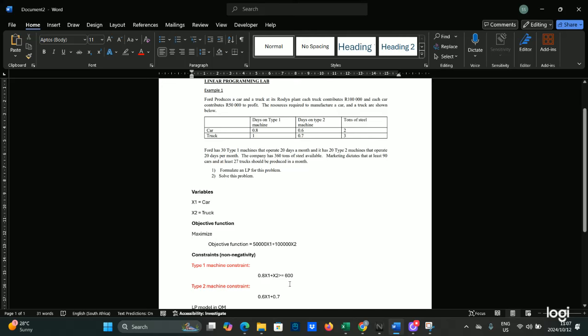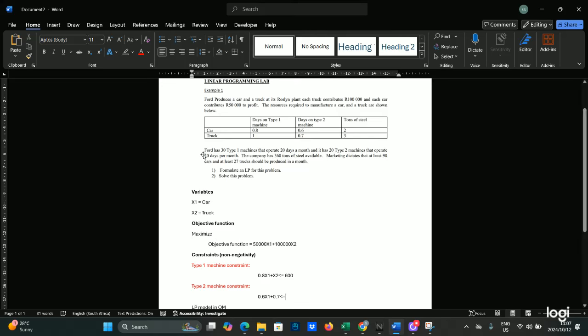Wait, sorry, let me just verify something. This inequality sign is supposed to be less than or equal to, because we can't exceed the 20 days. And even this one, since we have 20 type 2 machines that can operate 20 days a month, they can't exceed that 20 days. So our constraint has to be less than or equal to.